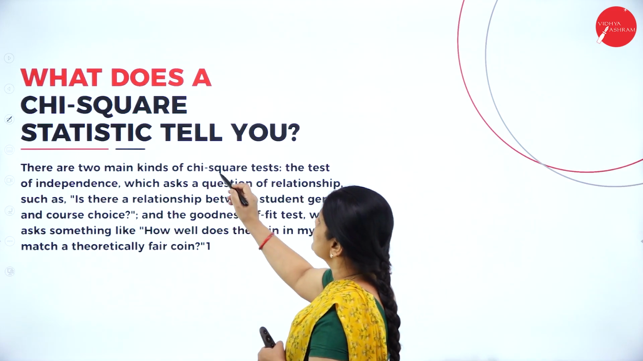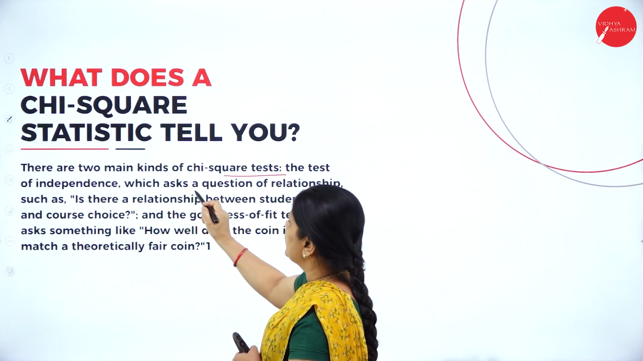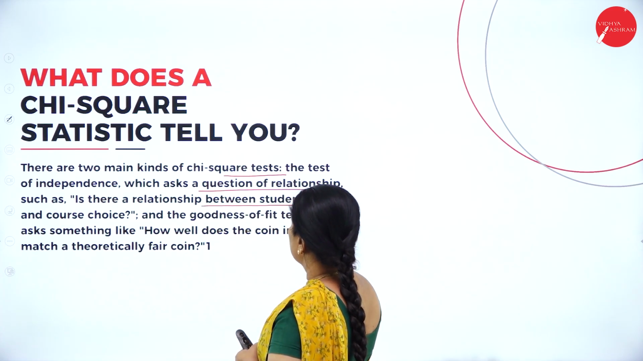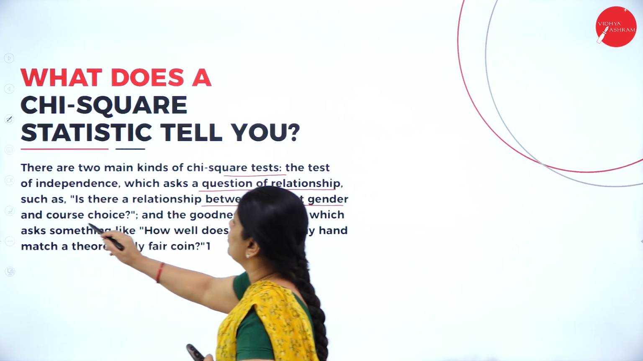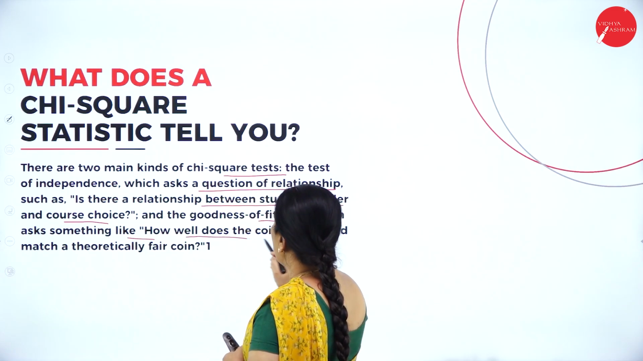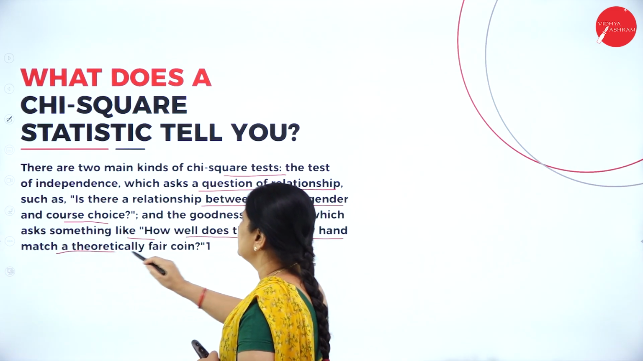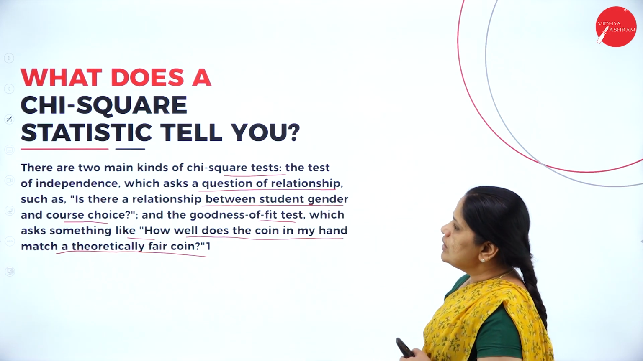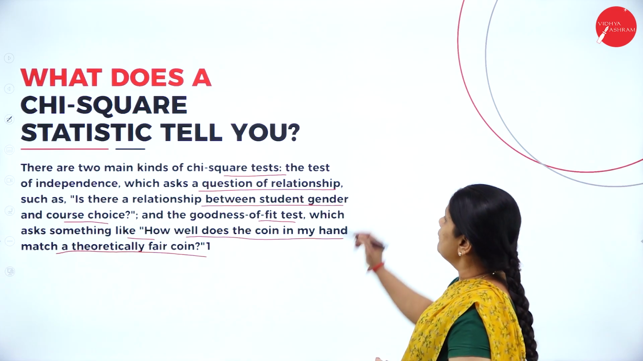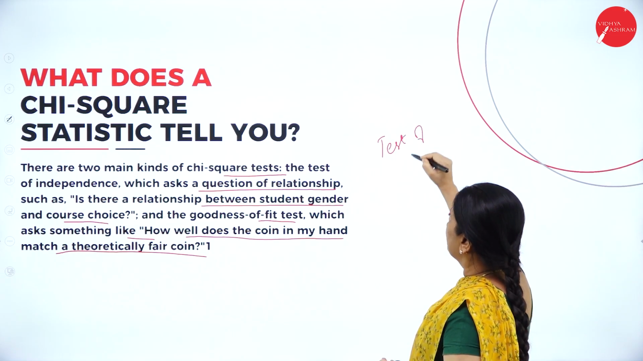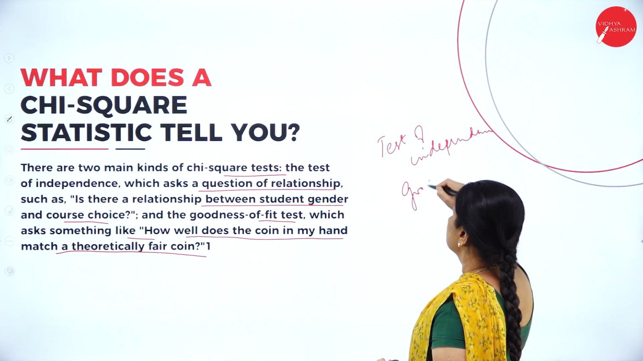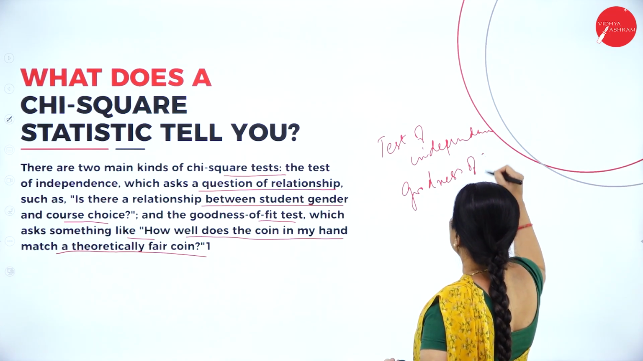Next one, what does a chi-square test statistic tell you? There are two main kinds of chi-square test. The test of independence, which asks a question of relationship, such as is there a relationship between student gender and course choice, and the goodness of fit test, which asks something like how well does the coin in my hand match a theoretically fair coin. So that is the test of independence, and the second one is the goodness of fit.